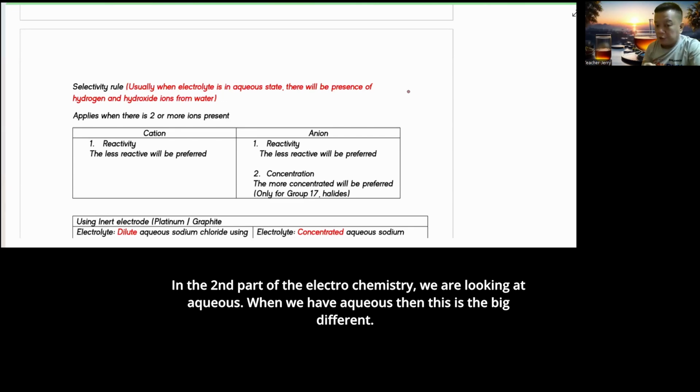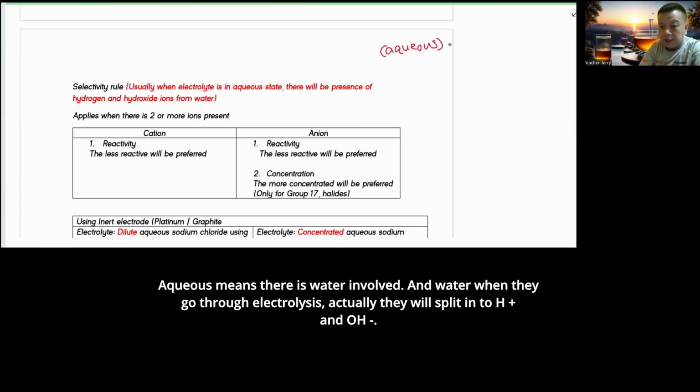In the second part of the electrochemistry, we are looking at aqueous. All right. When we have aqueous, then this is the big difference. Aqueous means there is water involved. And water, when it goes through electrolysis, will actually split into H plus and OH minus.